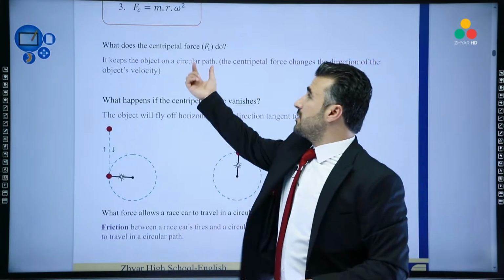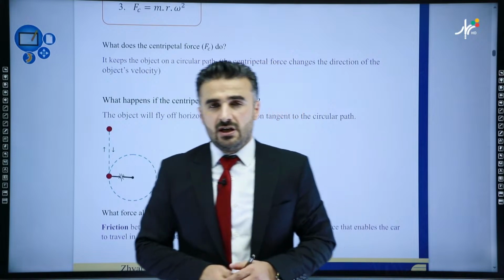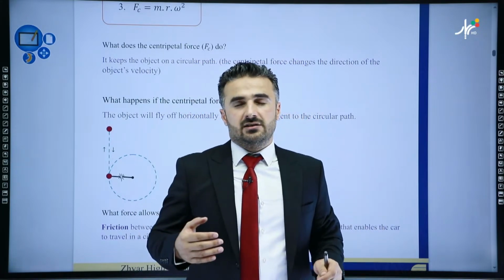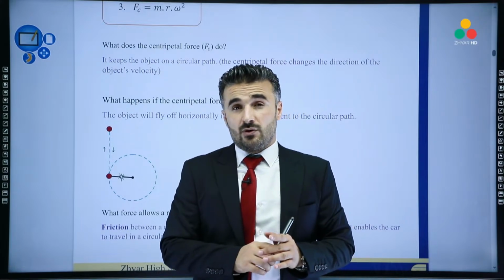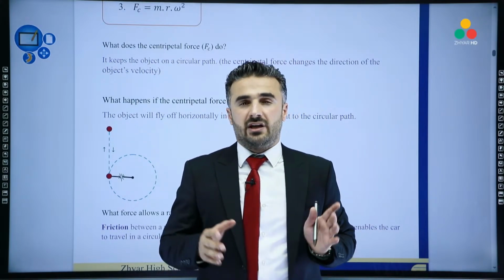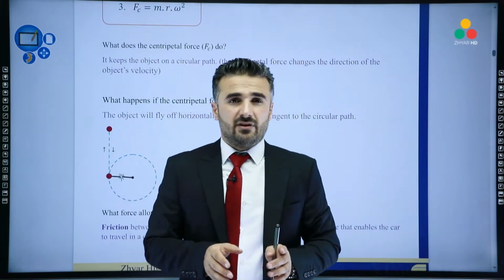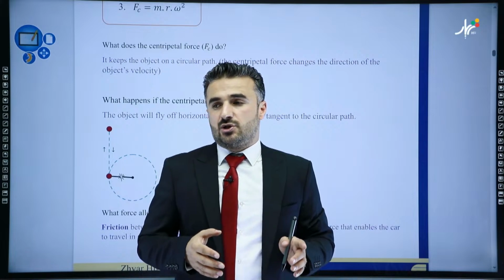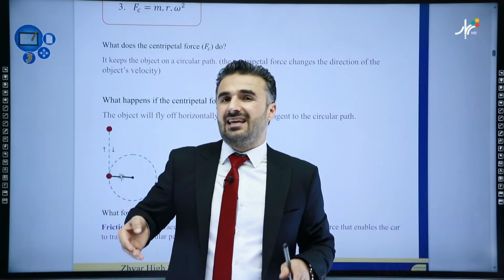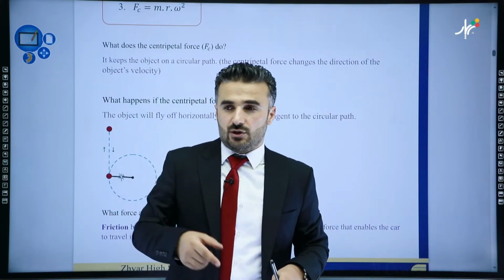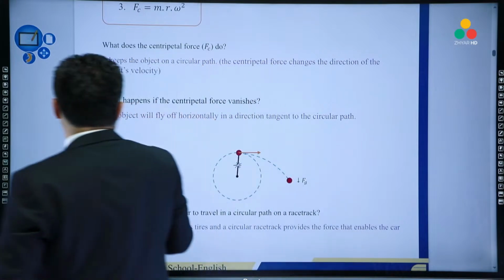All right, so what does the centripetal force do? Now, this is something very important. Remember, centripetal force keeps the object moving in a circular path. In other words, without centripetal force, the object will not be moving in a circle. Also remember this, centripetal force is not a new type of force. It is just the effect of other forces. When other forces make the object move in a circle, then the effect of that force can be called centripetal force.